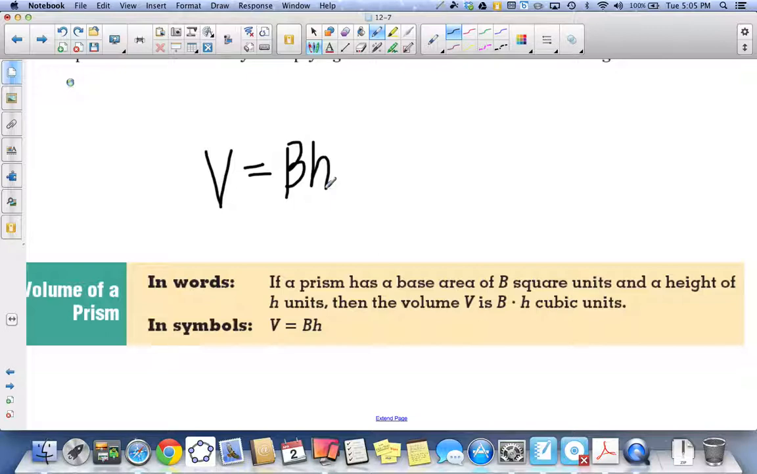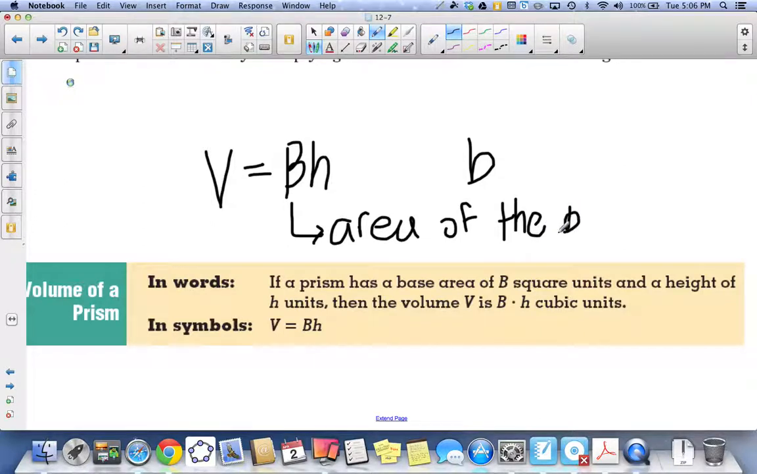Uppercase B is different from lowercase b because uppercase B represents the area of the base. So there is a big difference between uppercase and lowercase b. The formula for volume is uppercase B times height, or big B times height. And let's see how this works.